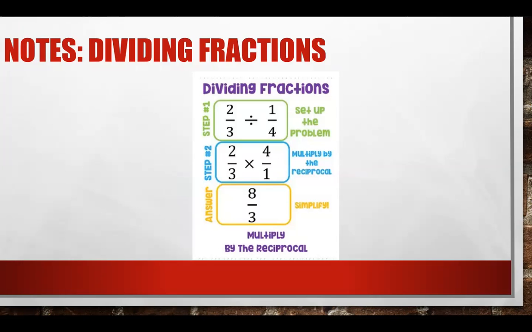Multiplying the reciprocal. The reciprocal, remember, is the flip value of it. So the reciprocal of 1/4 is 4 over 1. It's the opposite. And then you just multiply across. So 2 times 4 is 8, and 1 times 3 is 3. So our answer is 8 over 3, but we can simplify.